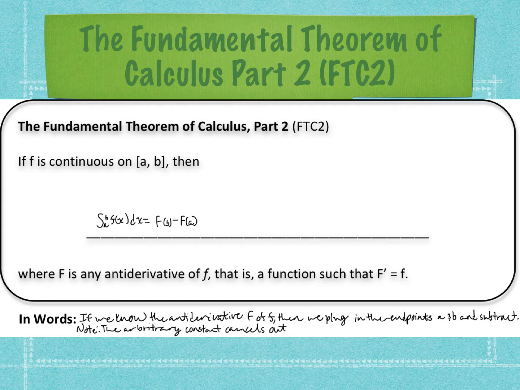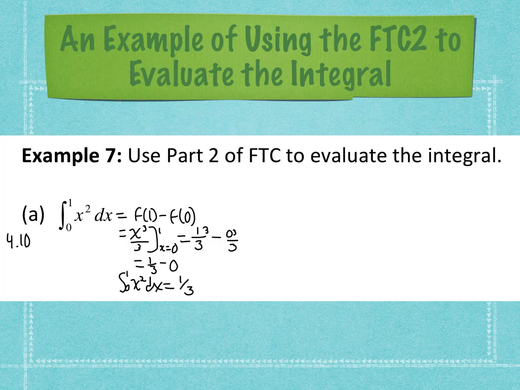So in words, if we know the antiderivative F of f, then we plug in the endpoints a and b and subtract, and as I stated before, the arbitrary constant would cancel out. In this example, we'll use part 2 of the Fundamental Theorem of Calculus to evaluate the integral from 0 to 1 of x squared dx, which will equal F of 1 minus F of 0. First we'll find the antiderivative, which is x cubed over 3.